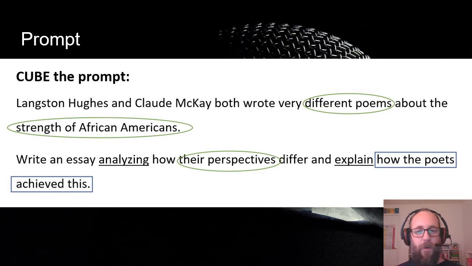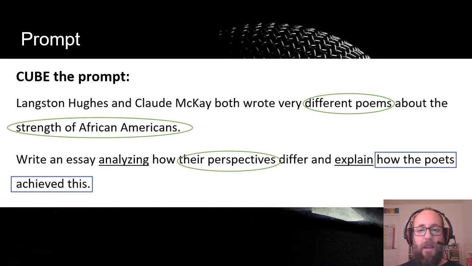So let's talk about this prompt really quick. The poems are different, no doubt, especially if you read over the content section. You get very different senses, but they both have to do with strength in one way or another. And if I'm not sure, I can definitely go back to my notes on both poems and look up the notes I have for strength. Write an essay analyzing their perspectives and explain how their perspectives differ and explain how the poets achieve this.